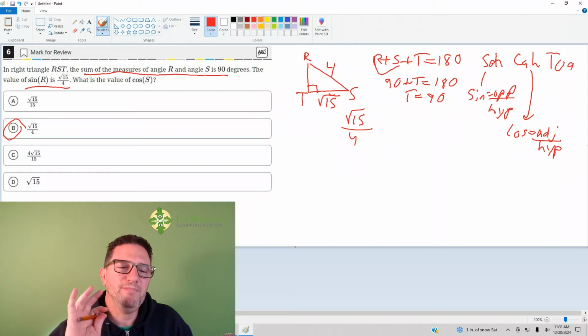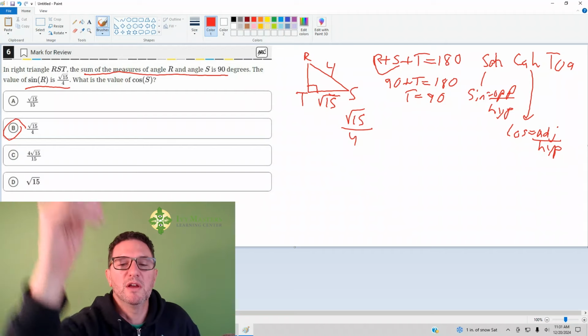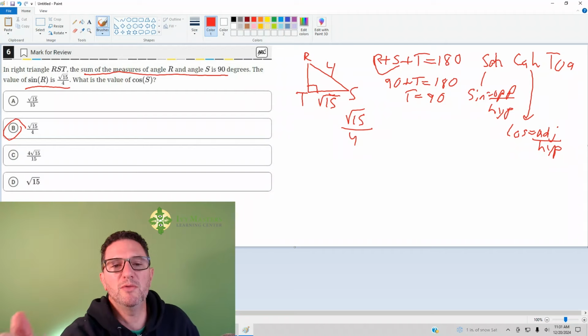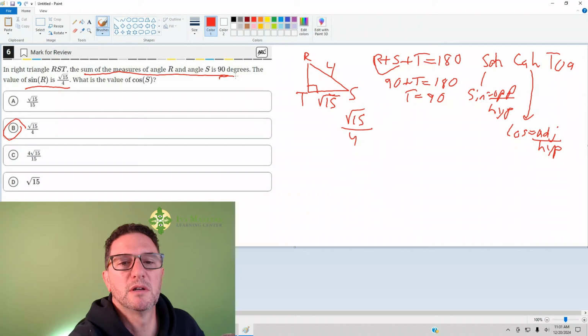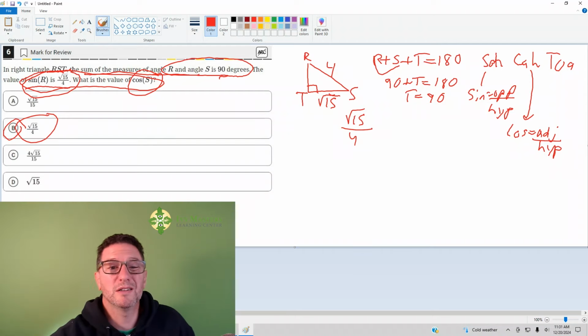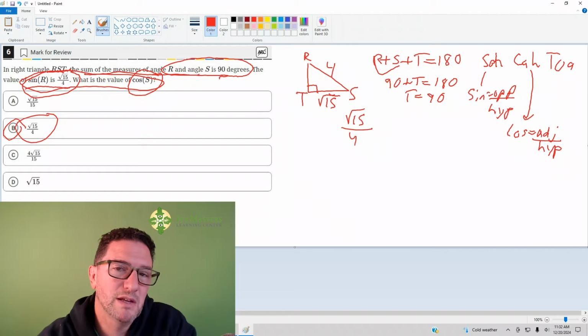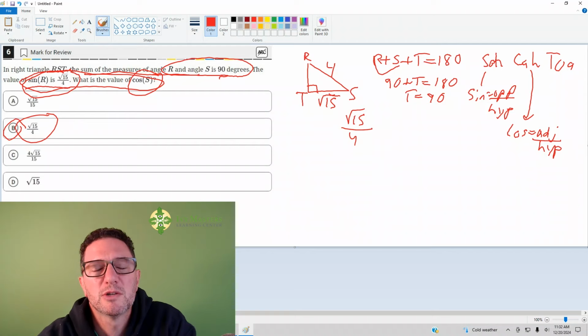Now, how could you do it without doing any of this? Well, here's the deal. Whenever you've got a right triangle, if the sum of two angles is 90 degrees, then the sine of one equals the cosine of the other. Notice, since the sine of R is root 15 over 4, the cosine of S has to equal root 15 over 4 because R and S add to 90 degrees. And if you know that, then there's really no work to do at all. You just got to know it, answer it, 5 seconds, move on, especially if time is an issue for you. It's a good thing to know.